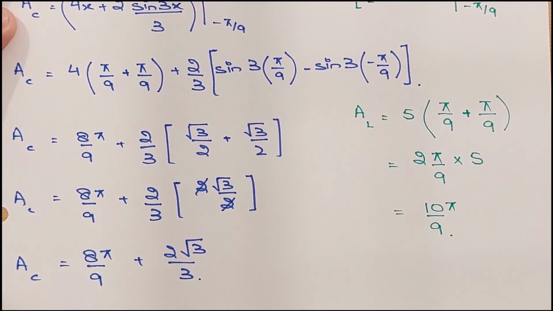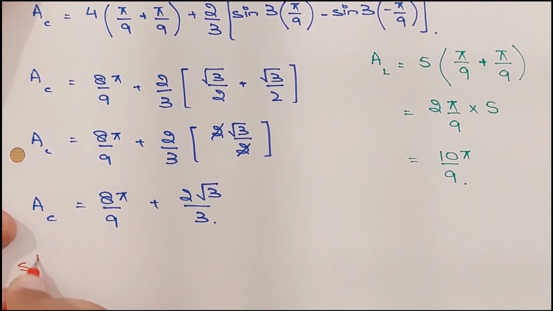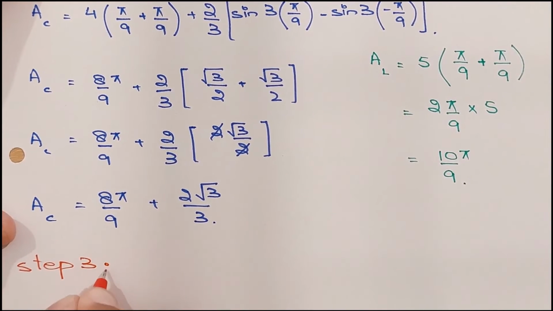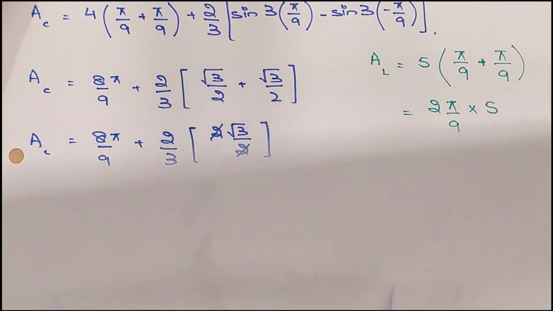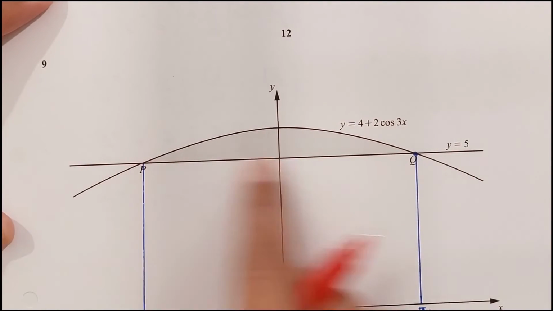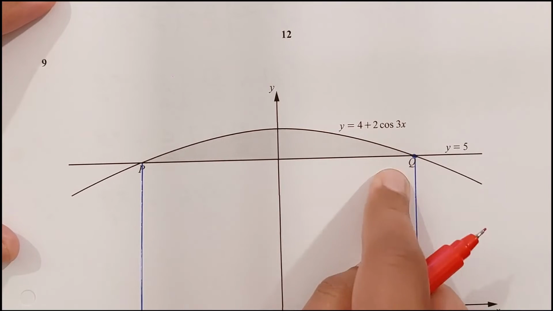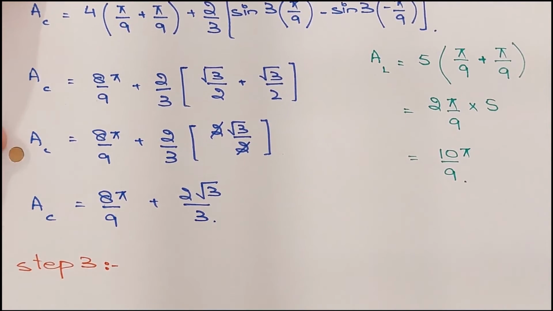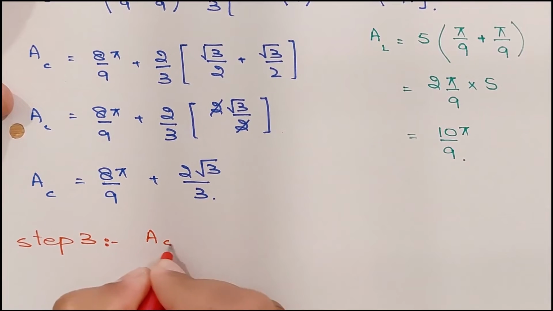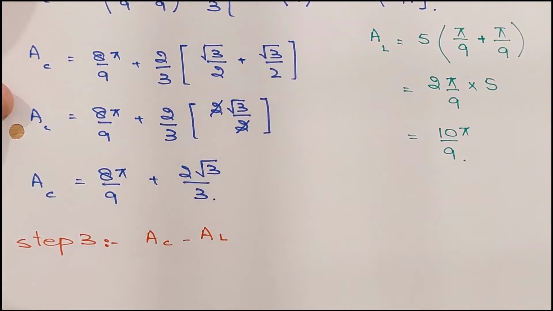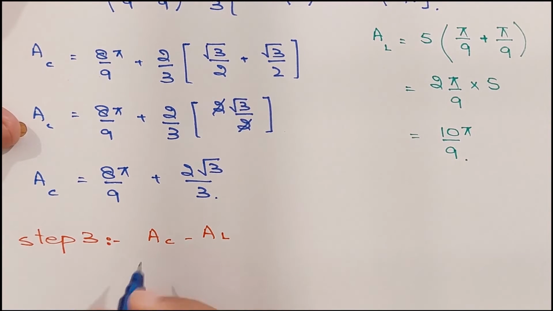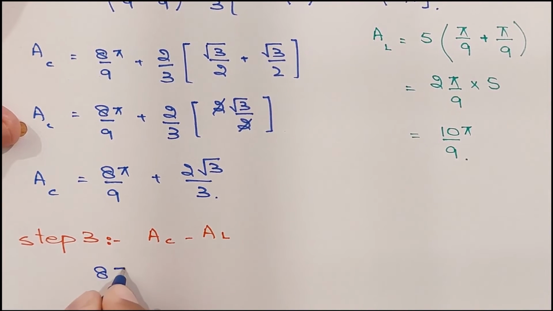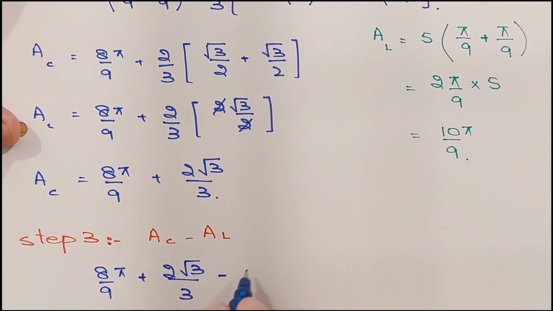Now moving to the third step. So step 3. As you can see, the curve is at the top of the line. So we have to do area of the curve, subtract area of the line. The line is below the curve. So area of curve, subtract area of line. We will get the area between the curve and line, or the shaded area, right? So let's substitute. Area of the curve is 8 pi over 9 plus 2 square root of 3 divided by 3, and subtract this 10 pi by 9.